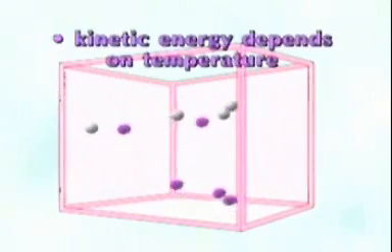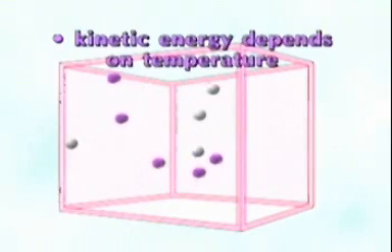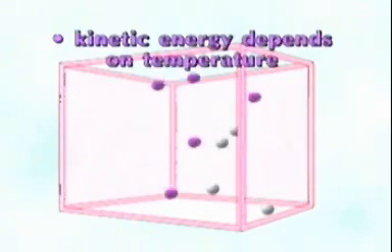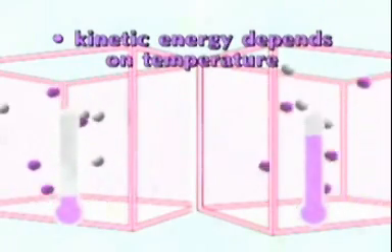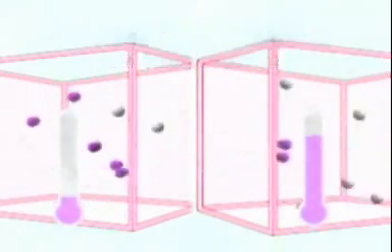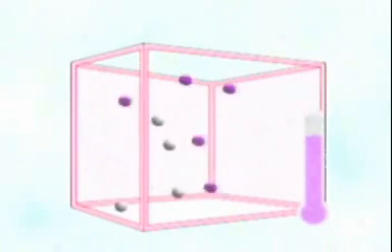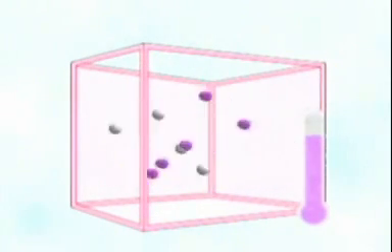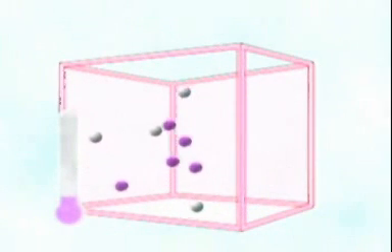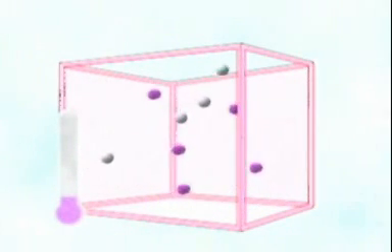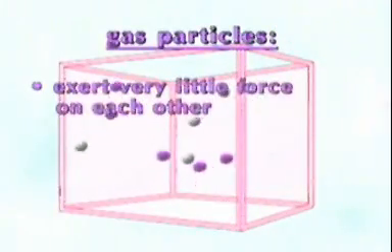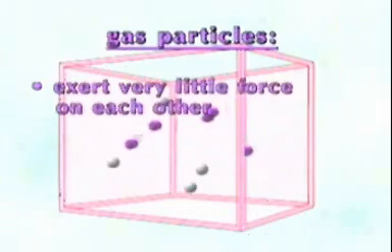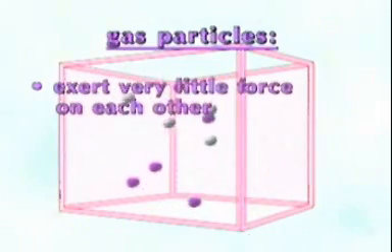The kinetic energy, the energy of movement, depends on the temperature of the gas. Temperature is actually a measure of how rapidly particles are moving or vibrating in the material. At higher temperatures, the particles have greater kinetic energy and move more rapidly. At lower temperatures, they have less kinetic energy and move at a slower rate. Finally, gas particles exert very little force on each other. They are like independent agents, bouncing about, uninfluenced by any other particle.